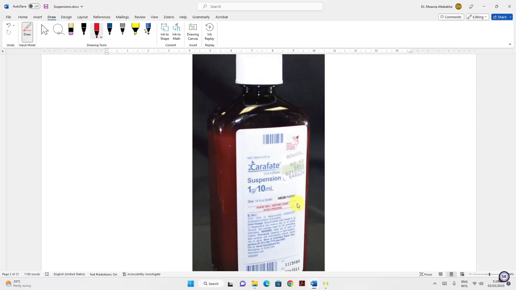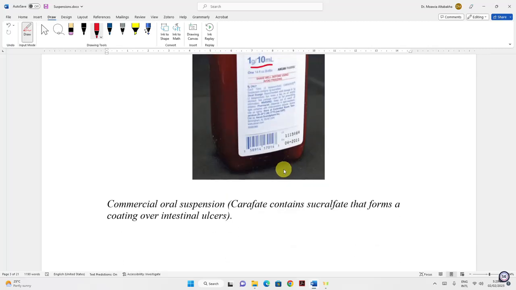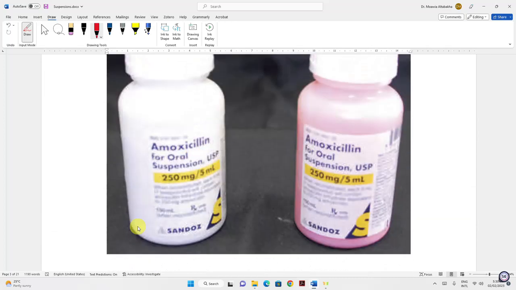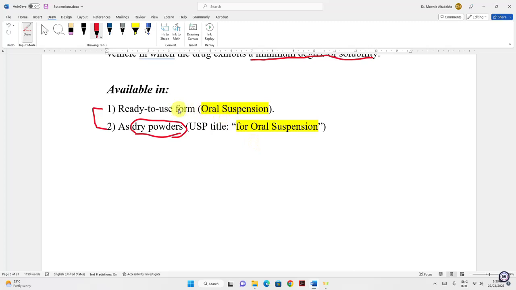Here you see an example of a suspension, Carafate suspension, and there is the concentration. If you remember, we talked about concentration before. This is one way of giving the concentration, 1 gram per 10 ml. Now, this Carafate contains sucralfate, and it's used in intestinal ulcers, meaning to provide a coating over the ulcer area in the intestine in order to protect it and heal it. Here of course this is ready to use, already ready made, ready to use suspension.